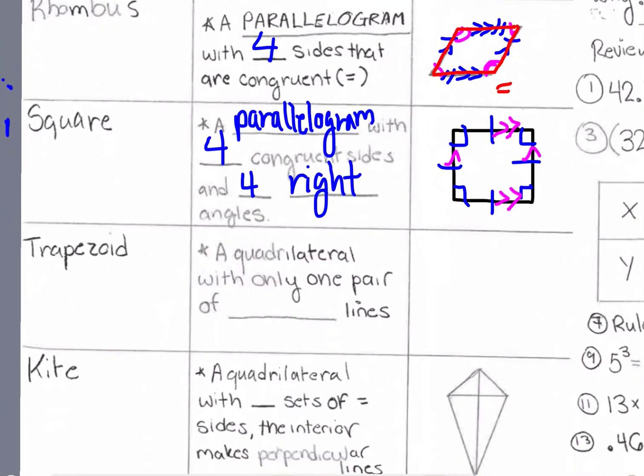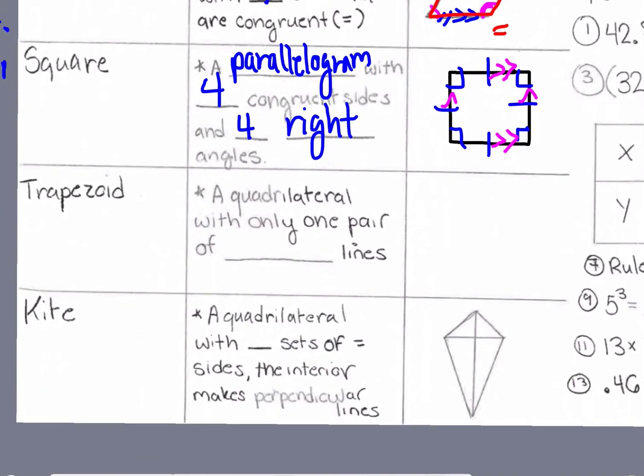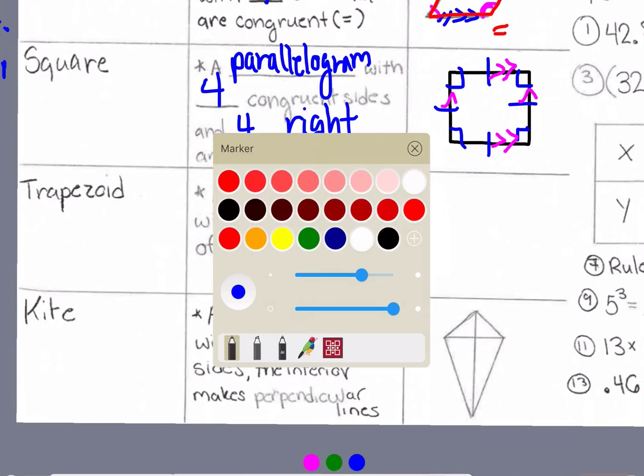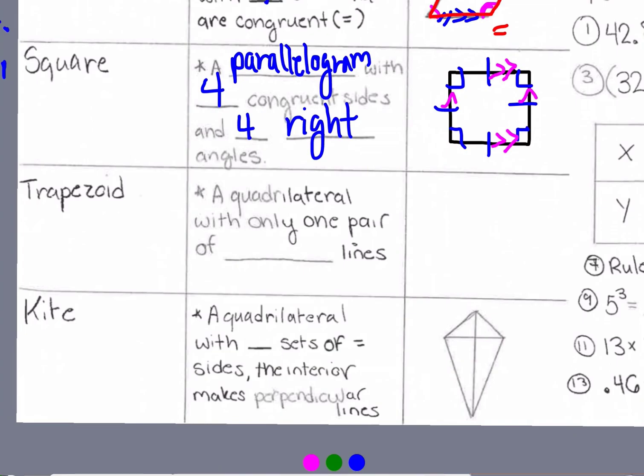The last one is a trapezoid. What makes it weird is it's going to look like this. I'll do it in black. It's going to look something like this. And the only real rule that a trapezoid has to have, it is going to have one set or one pair of parallel lines. That's the only rule it has to have.